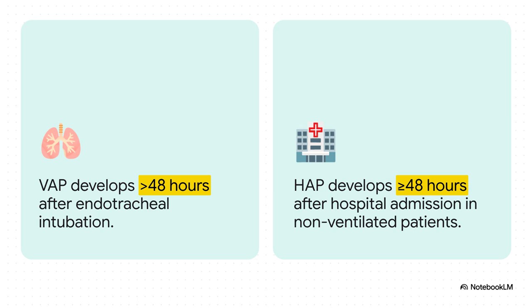Okay, so let's clear up some alphabet soup here, because it can get confusing. VAP is really a specific type of HAP, hospital-acquired pneumonia. The big difference? The ventilator. And you might notice we've ditched the term HCAP. Why? Well, it turns out it was just a terrible predictor for who is going to have those nasty multi-drug-resistant bugs. So now we keep it simple: VAP and HAP.